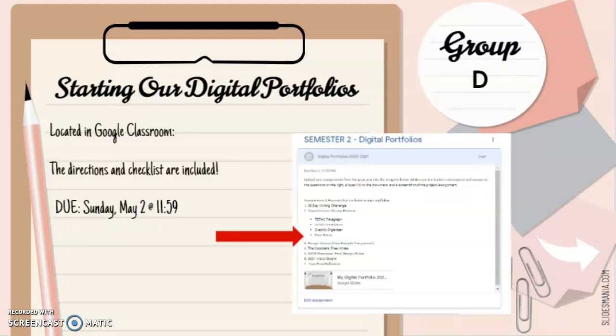So starting on our digital portfolios, reminder, your portfolios are on Google Classroom now. The directions and the checklist are all included. We will be talking about it next meeting, more on how to input our assignments.